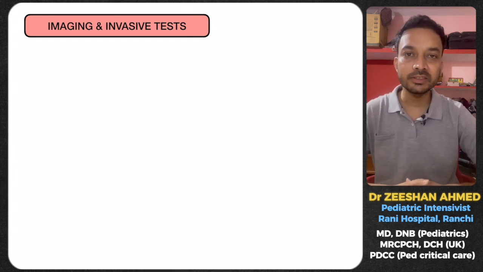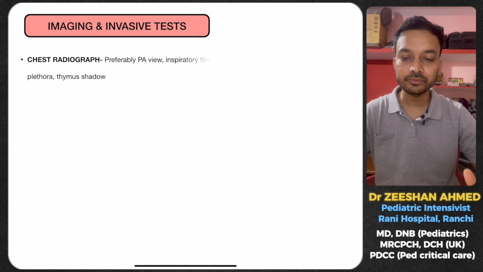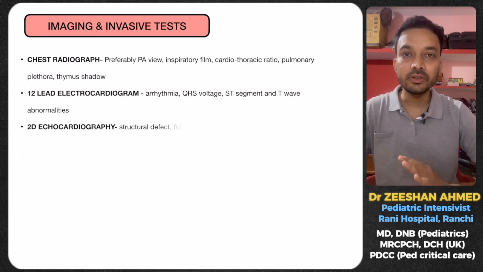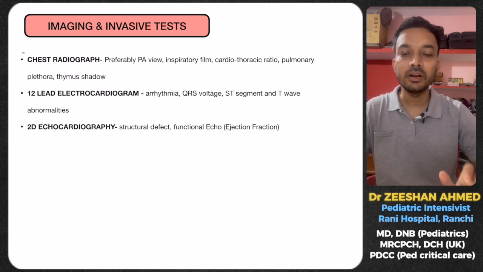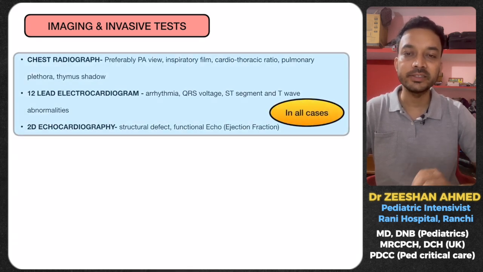Coming to the imaging and any invasive tests. Three investigations which should always be done in case of heart failure. One is the chest X-ray, the other is the 12-lead ECG, and the third one is the 2D echocardiography. In the chest X-ray, we want a PA view if it's an older child, but it is not always possible in case of infants or younger children, so even an AP view will do. We will measure the cardiothoracic ratio, and if it is greater than 0.55, and some books write 0.6, if it is greater than that, then there is cardiomegaly, which is a pointer towards heart failure.